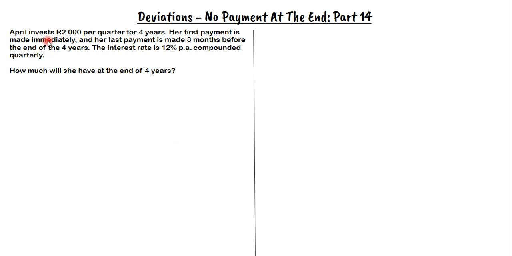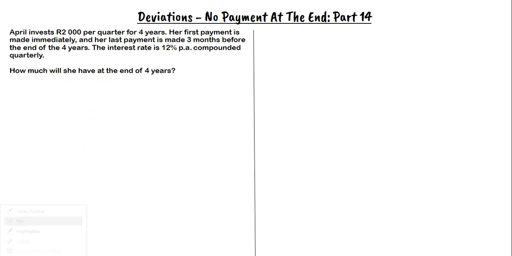Now, April invests 2,000 rands per quarter for 4 years. Her first payment is made immediately, and her last payment is made 3 months before the end of the 4 years. The interest rate is 12% per annum compounded quarterly. How much will she have at the end of 4 years?